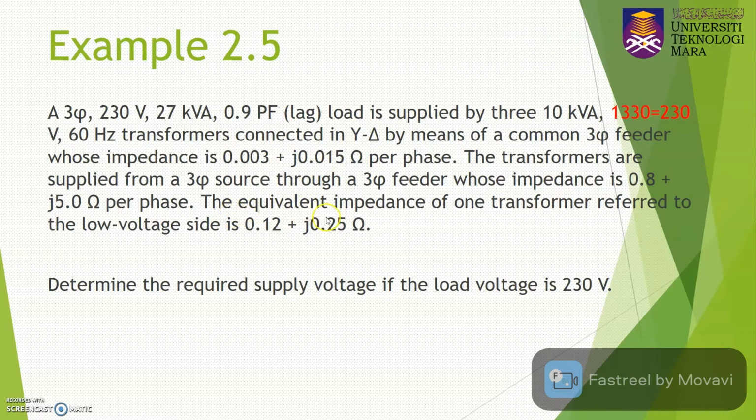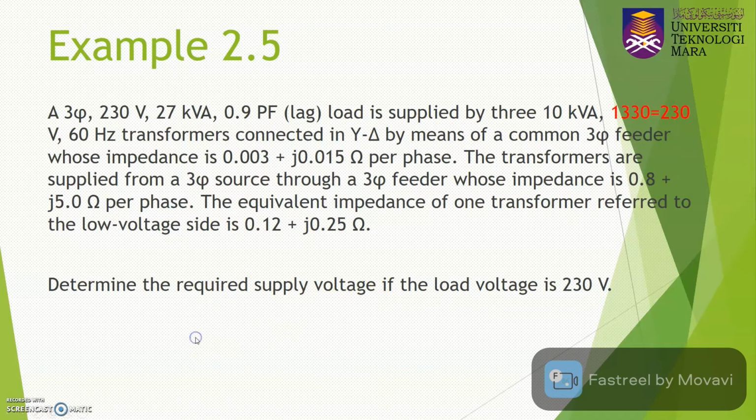The equivalent impedance of one of the transformers referred to the low voltage side is given by this. In this question it said to refer to the low voltage side, which in this case is the secondary side. The question asks you to determine the required supply voltage if the load voltage is 230 volts. So given V2, the secondary voltage, which is 230, you need to find the primary voltage, which is the supply voltage.